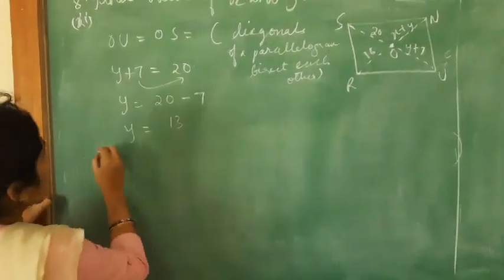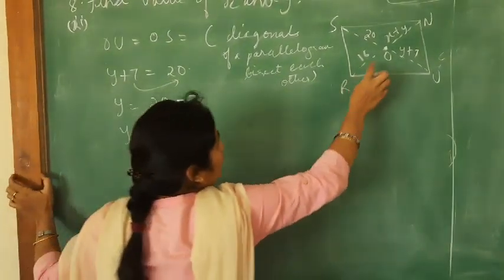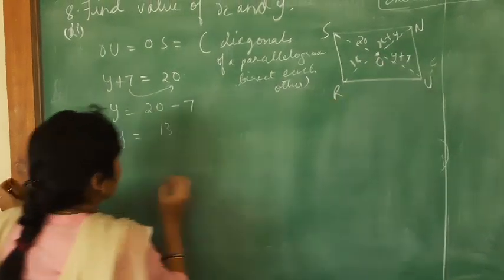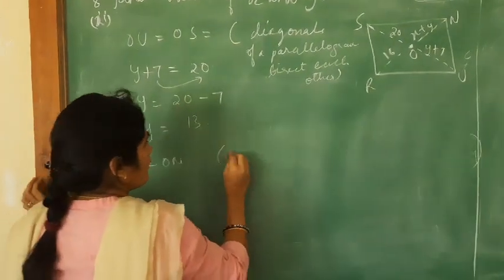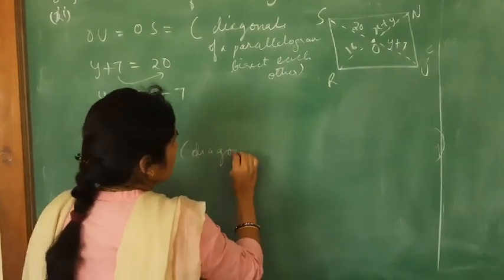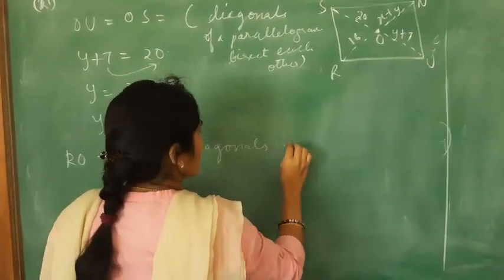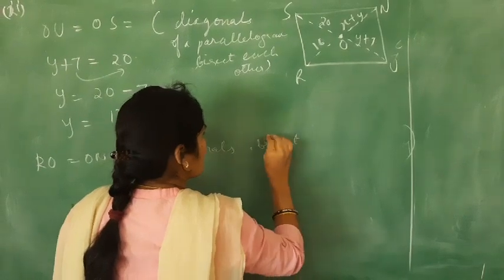And one more, same here again, RO is equal to OM. Diagonals bisect each other.